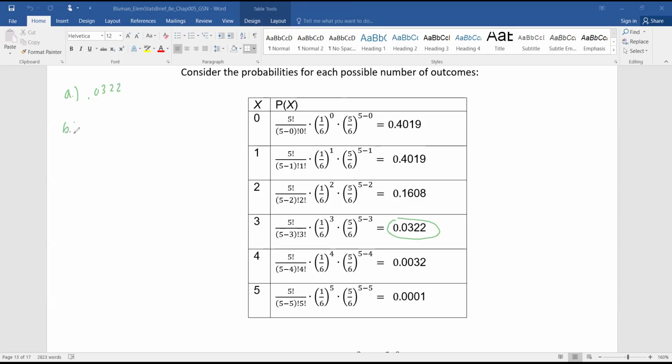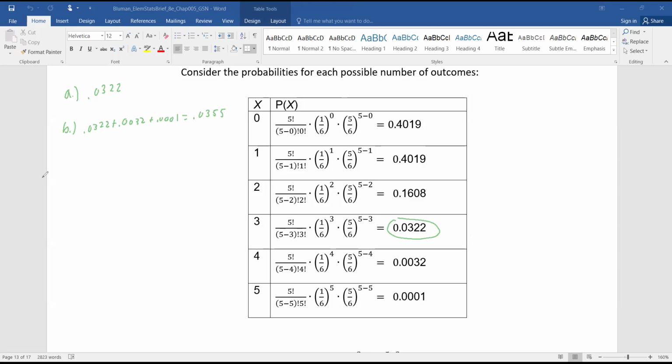It gets a little different when it says find the probability of at least 3 2s. That means I get 3 2s or more. So now I have to do 0.0322 plus the probability of getting 4 of them, so 0.0032, plus 0.0001. And when I do that, it comes out to 0.0355. So I now have a 3.55% chance of getting at least 3.